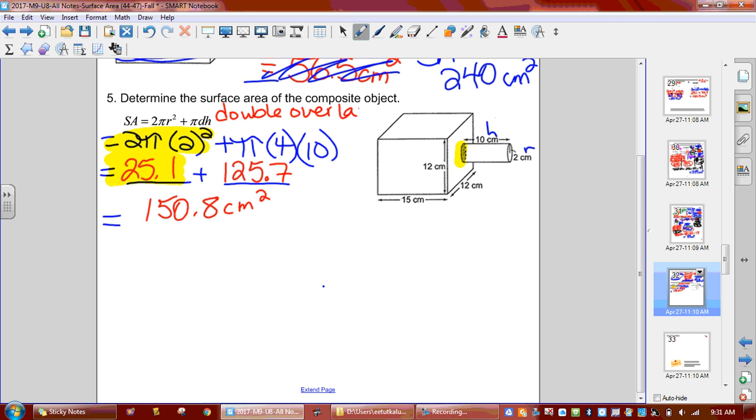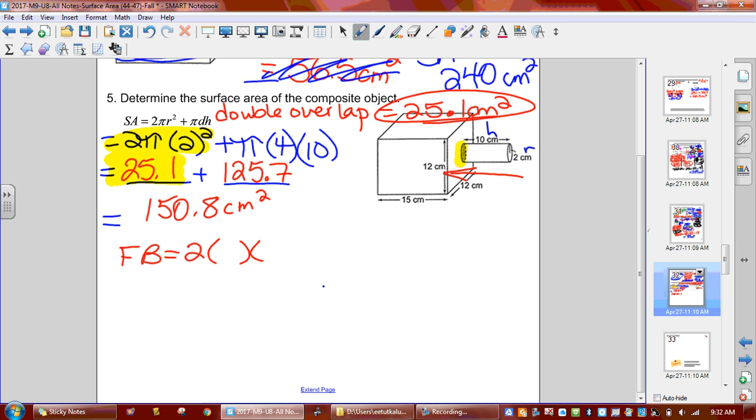Okay? So we need to figure out this big rectangle box on the bottom. Now, the way to do that one is to do front, back, left, right, top, bottom. So that's exactly what we're going to do. So, front, back, 2 sides times length times width. Top, bottom, 2 sides times length times width. Front, back, top, bottom, left, right. So you have left side and right side. 2 sides times length times width.